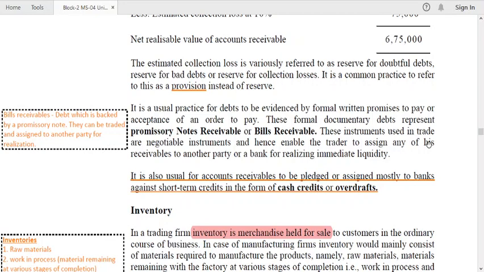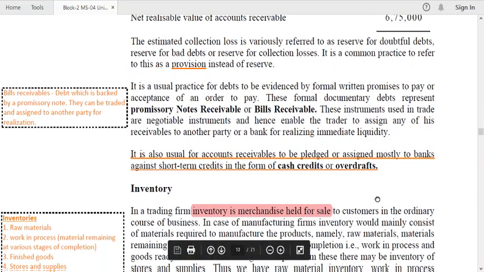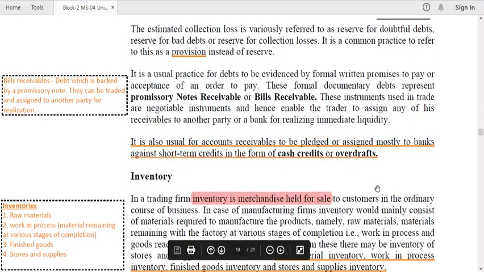Okay, debt which is backed by a promissory note can be traded and assigned to another party for realization. The company can give this promissory note to another person and say, you go and collect the amount from that person. I have already sold goods to that person, he has not yet paid me the amount, you take this promissory note and collect from him. So by this promissory note, the company can go to the bank and collect, and can get overdrafts or cash credits also. Okay.